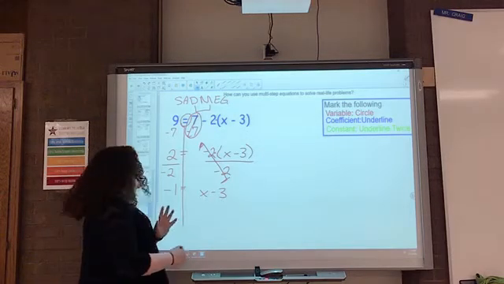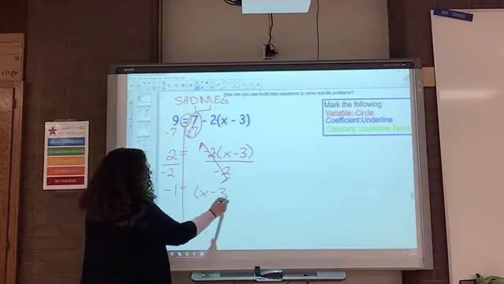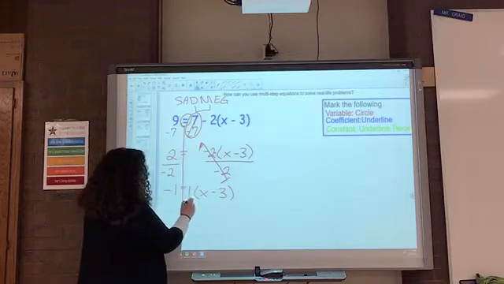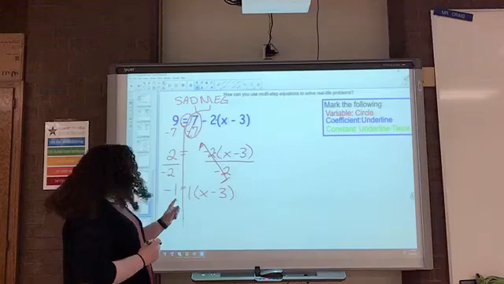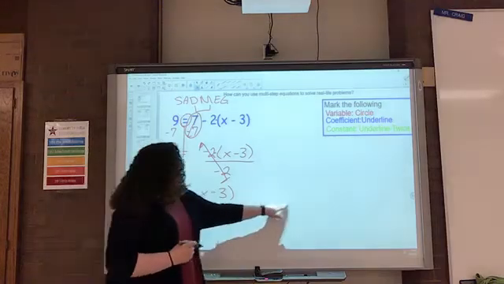Exactly, because we would have had the parentheses left, but remember there's that invisible 1 up front that we would distribute through. So the parentheses aren't needed because of this 1 up front. So I'm just going to get rid of those.